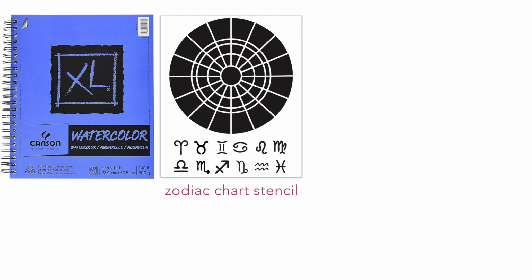So let's take a look at the supplies to have on hand for this project. For the paper, I am using the spiral bound Canson watercolor paper. You can use any heavyweight paper, whether it's for mixed media or watercolor. Since we're using paint, you're going to want a paper that's a heavier weight that can handle the wet medium. And look for a 9x12. For the first project, I use my Zodiac chart stencil that you can buy from Stencil Girl products.